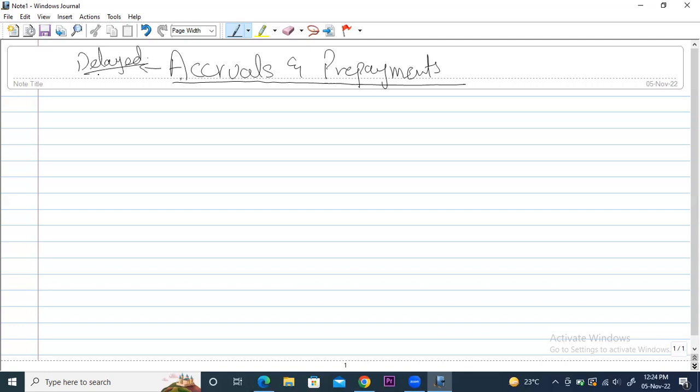There can be delayed income as well, and delayed expense as well. So that means accrued income and accrued expense. So for accrual there is income and expense, and for prepayment there is also the same thing, income and expense, both. So that makes it four things.